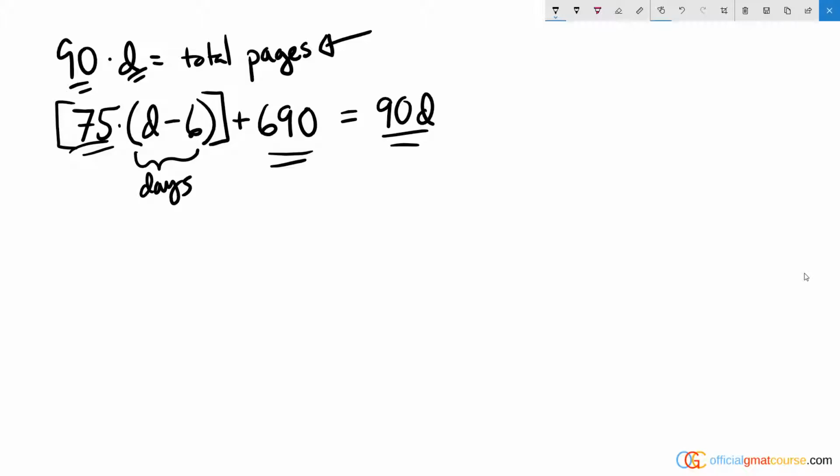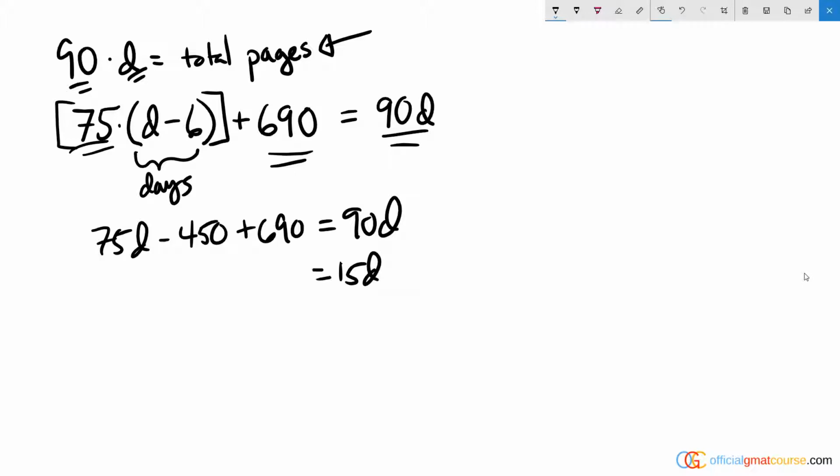So if we walk through this formula, we have 75D minus 6 times 75, which is 450. 2 times 75 is 150. Times 3 is 450, so that's how we get there quickly. And then we add 690, and we're supposed to get 90D out of this. Subtract 75D from both sides, leaves 15D on the right, and then add the negative 450 and the 690. That will give us 240 on the left here.